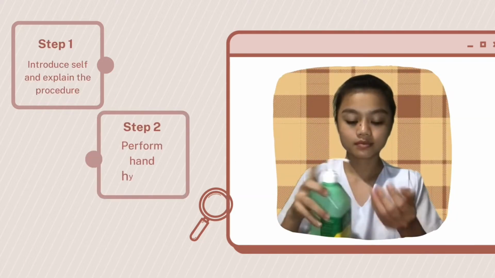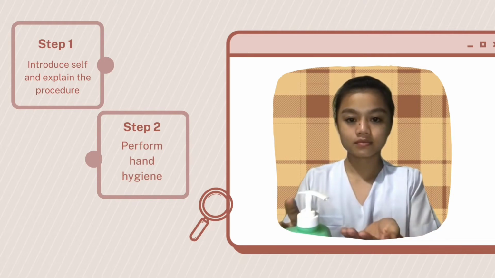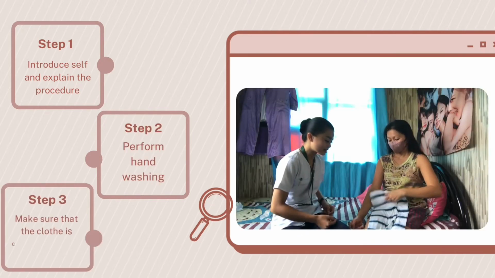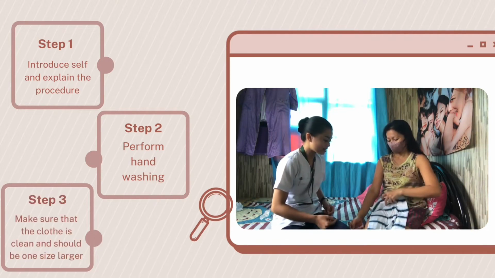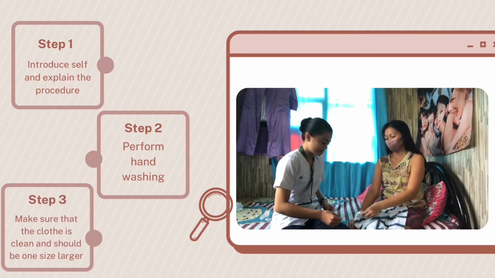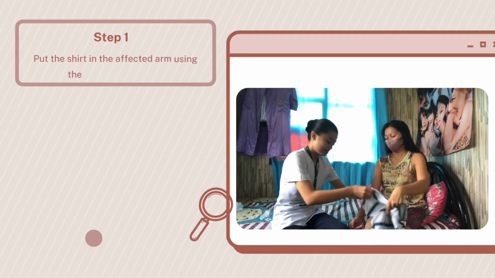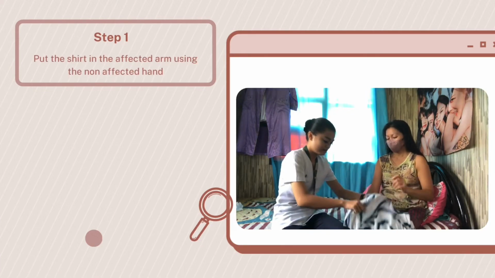Step 2. Perform hand hygiene. Step 3. Make sure that the clothes are clean and one size larger. Step 1. Put the shirt on the affected arm using the non-affected hand.